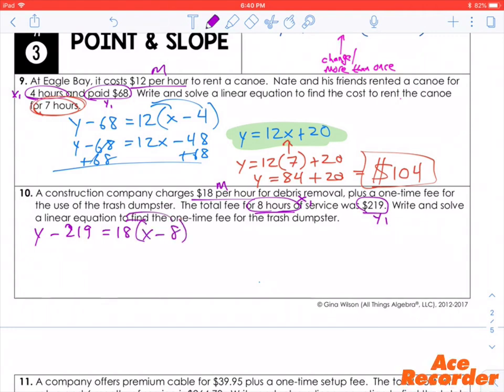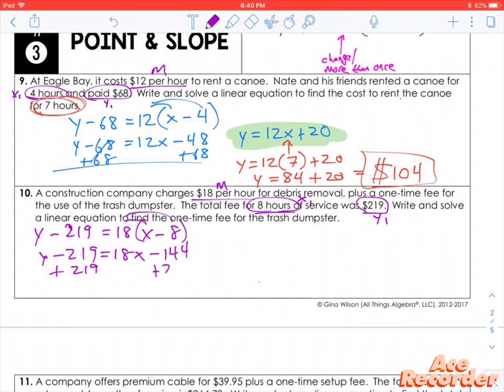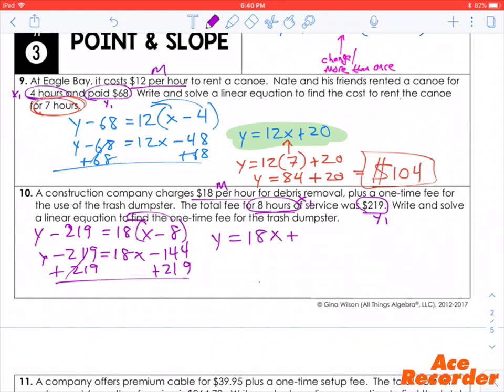And then distribute and solve again. So 18x minus 18 times 8, I don't know what that is, so I'm using my calculator, and we get negative 144. And then we add the 219, and we get y equals 18x plus whatever that is. So 219 minus 144, that's 75. There we go.